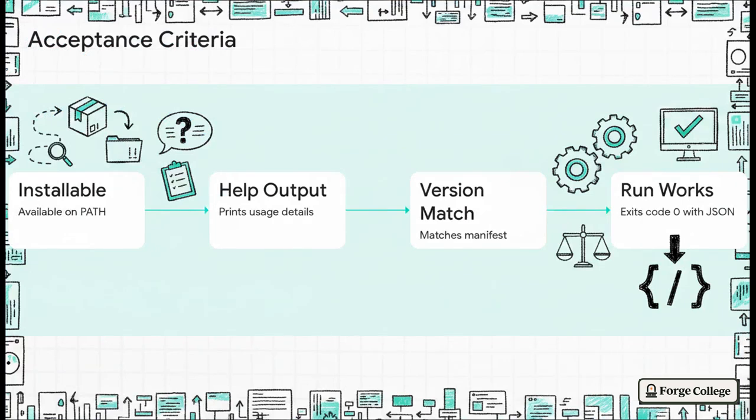Okay, here is your strict 4-step verification checkpoint. Before you ever call your CLI done, it needs to pass this test. Step 1. Is it installable and actually available on your path? Step 2. Does the help output clearly print your usage details? Step 3. Does the version command output exactly match your manifest version? And Step 4. When you actually run it, does it exit cleanly with a 0 code and return the deterministic JSON you expect? If you can confidently check all 4 of those boxes, boom, your local install is going to behave exactly like a production release.